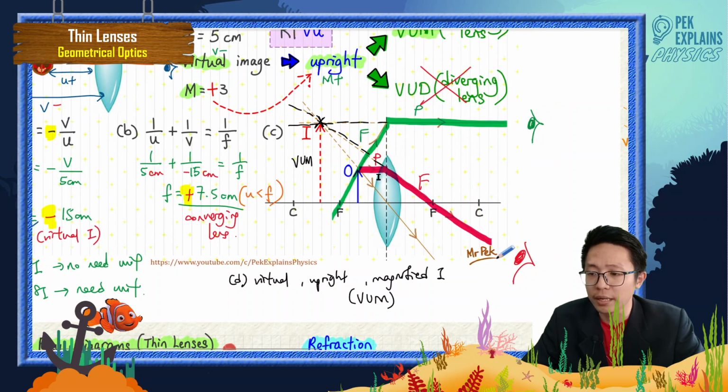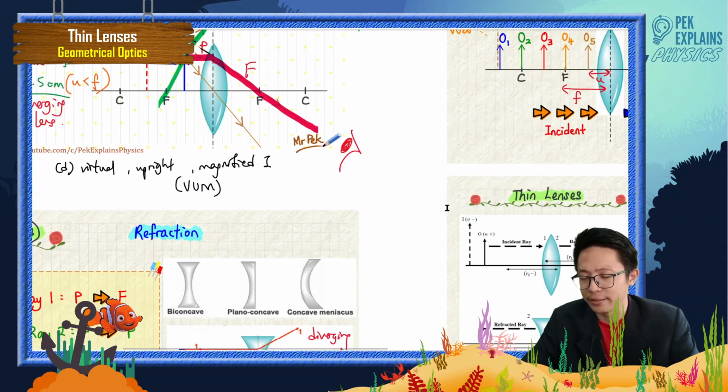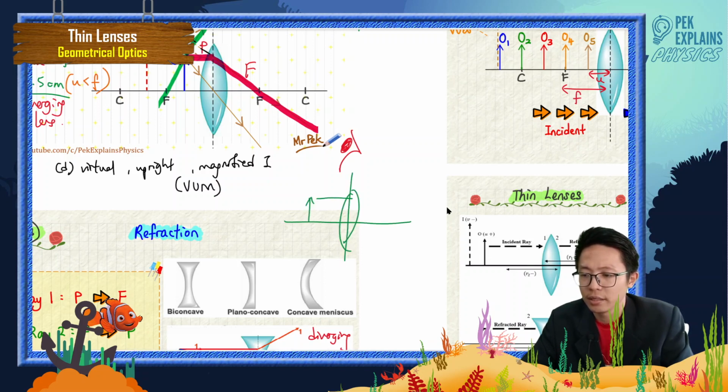When you draw the ray, you must have an arrow. Understand or not? You must have an arrow. Don't just draw the ray like this and like this. No, don't. You must add the arrow.